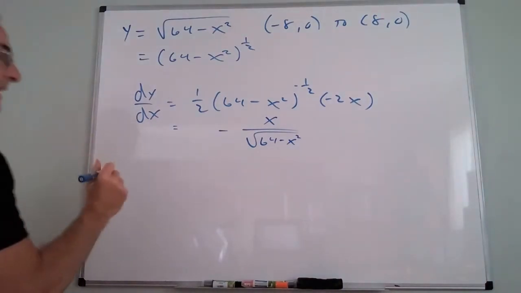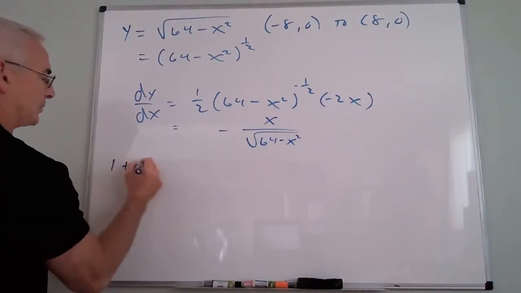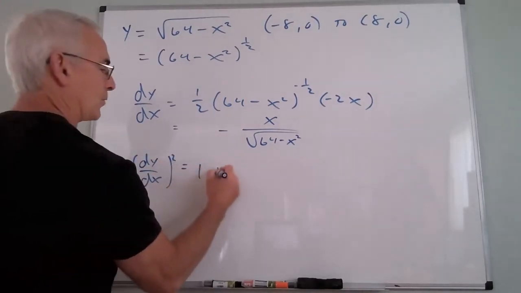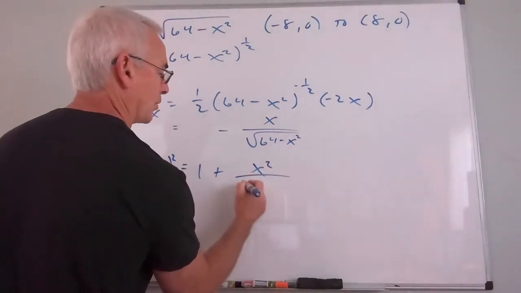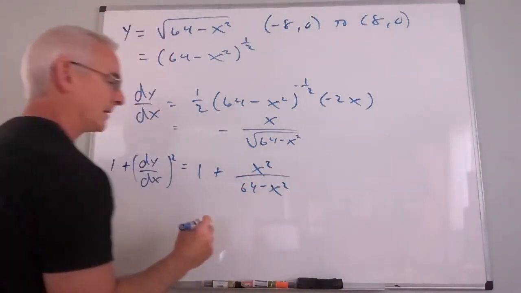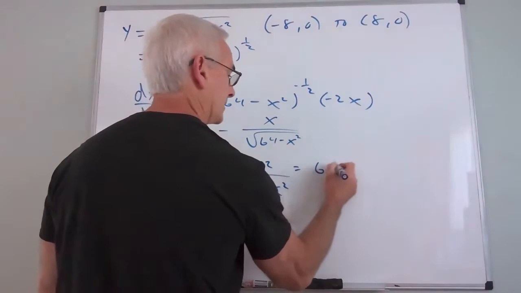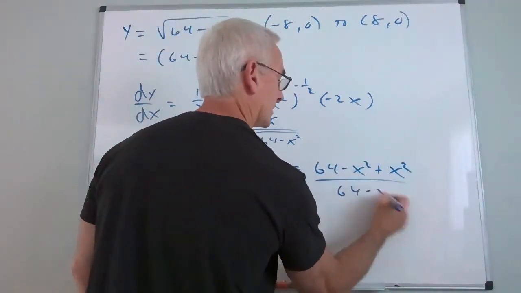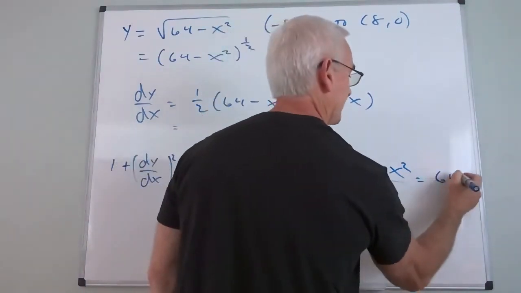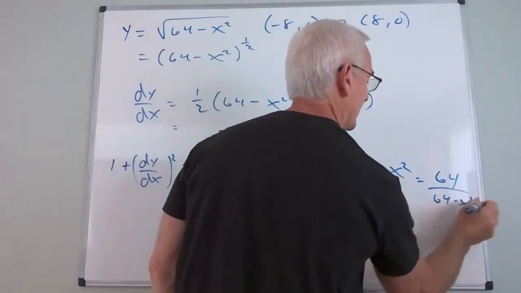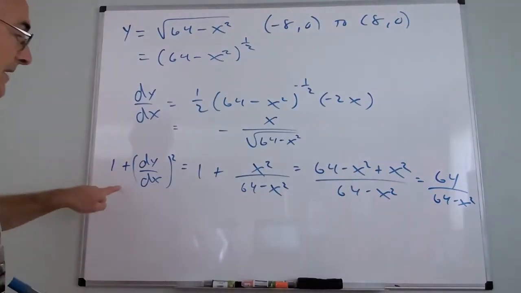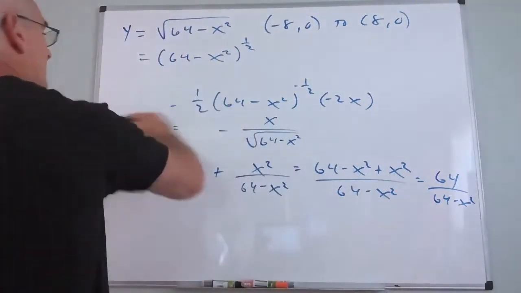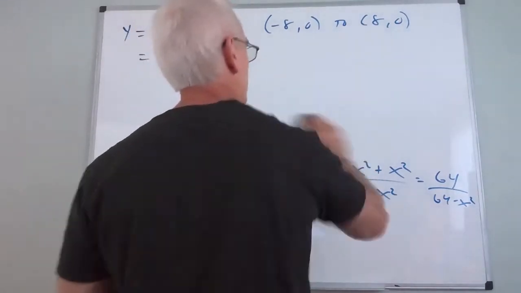Now, the integrand, remember, is 1 plus the square of the derivative. So in that case, that'd be 1 plus x squared over 64 minus x squared. If I put that over one denominator, that gives me just 64 over 64 minus x squared. Okay, now remember the integral is going to be the square root of this. So let me go ahead and squeeze that in up here.